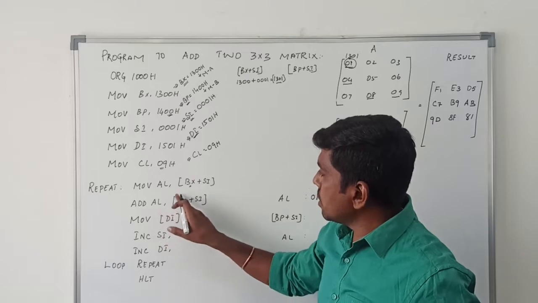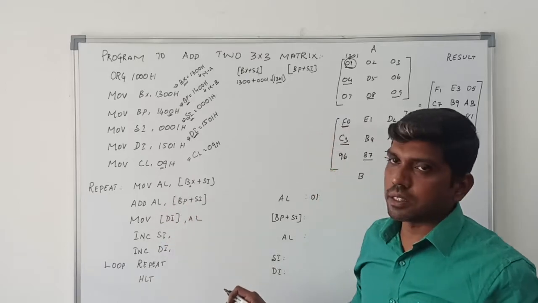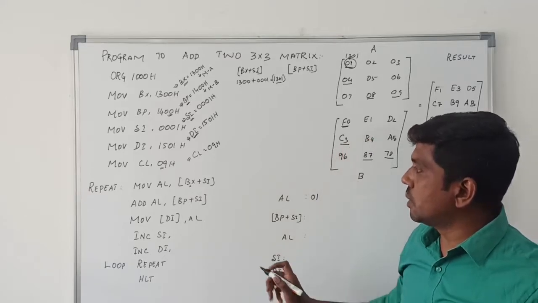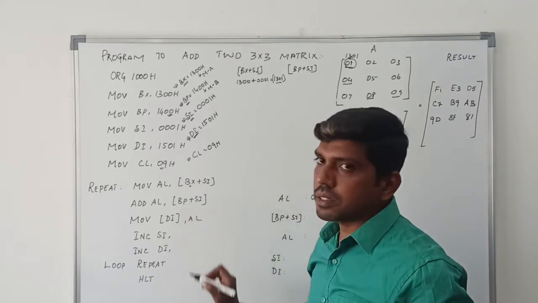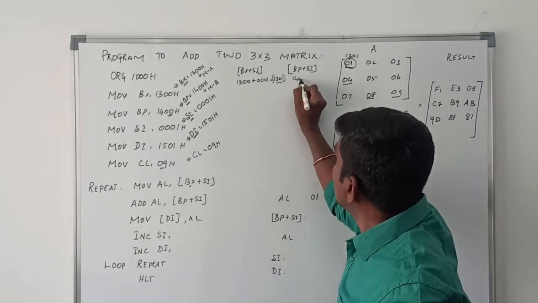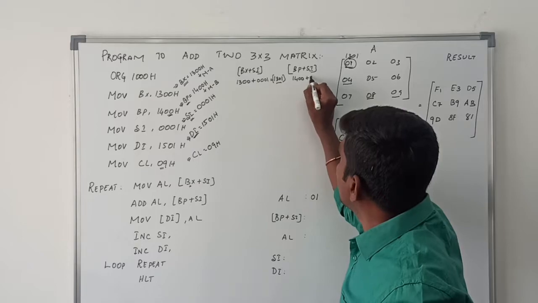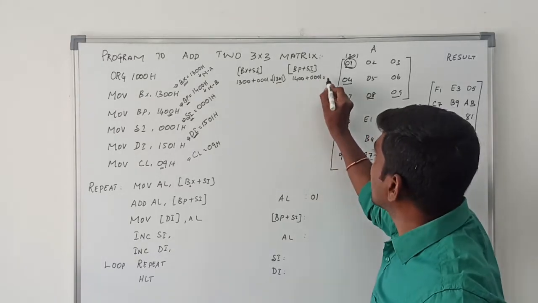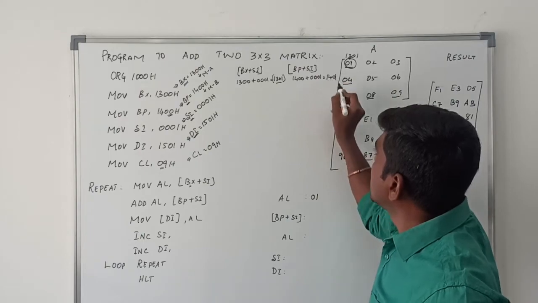ADD AL, comma, within brackets BP plus SI. Now we get matrix B's first element value. Here I am using BP plus SI. The BP value is 1400 plus the SI value 0001. Adding these two values, you get the memory location 1401.